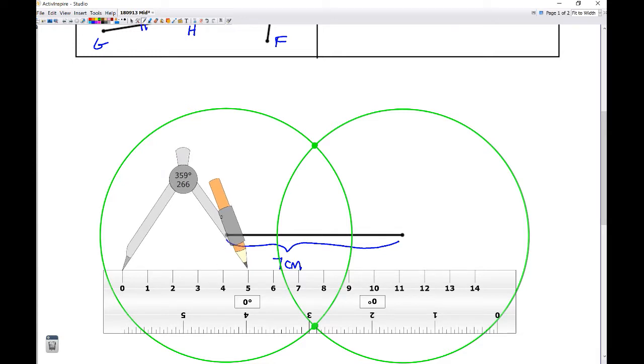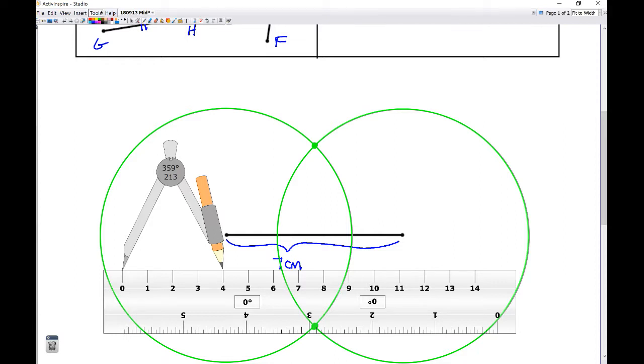So now I want you to change your compass opening to 4 centimeters. Okay? So you can see up here on the screen, I've changed my compass setting now to 4 centimeters. So change your compass setting using your ruler to 4 centimeters, and then lock that down at 4 centimeters.